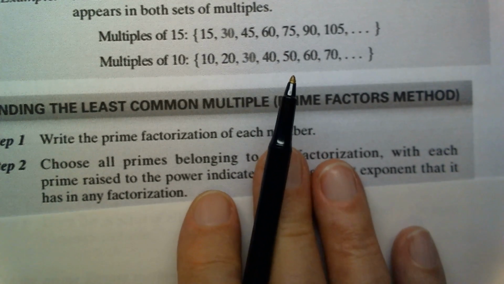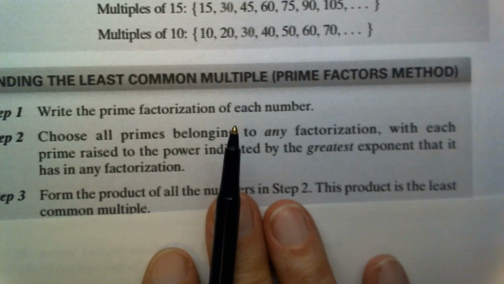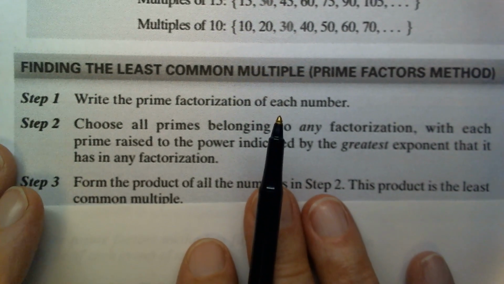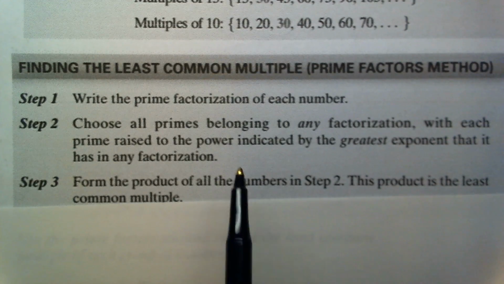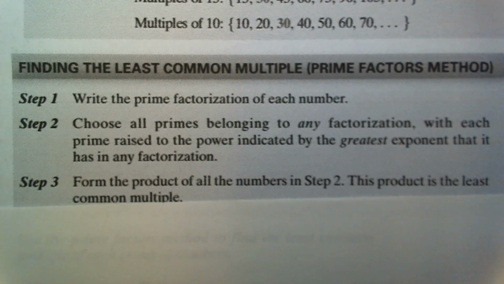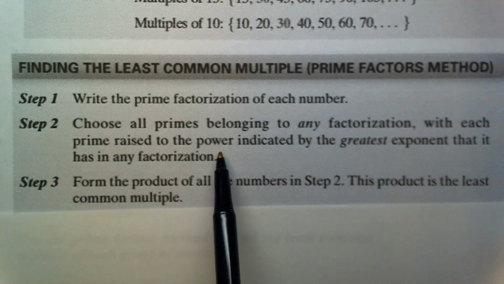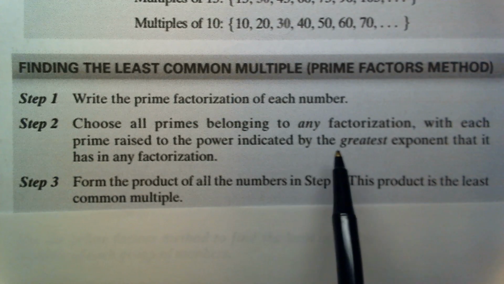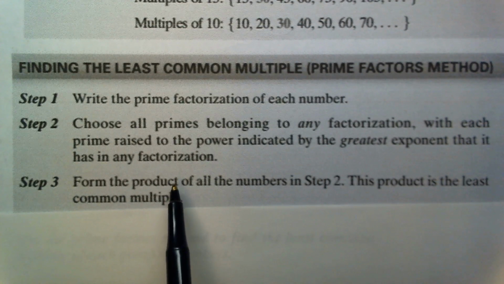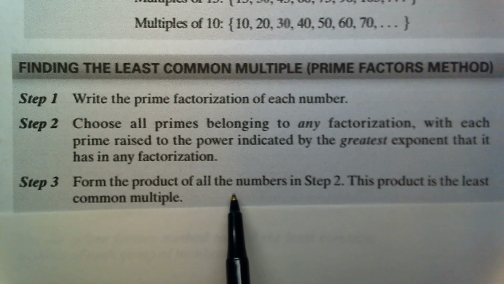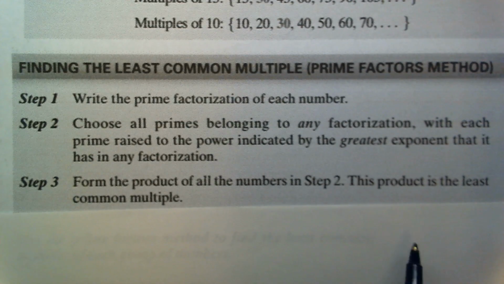And again, there are several ways to find the LCM, the least common multiple, and one of them is the prime factors method. So we begin again by writing the prime factorization of each number. Then we choose all primes belonging to any factorization, with each prime raised to the power indicated by the greatest exponent that it has in any factorization. And then form the product of all the numbers in step 2. And this product is the least common multiple.